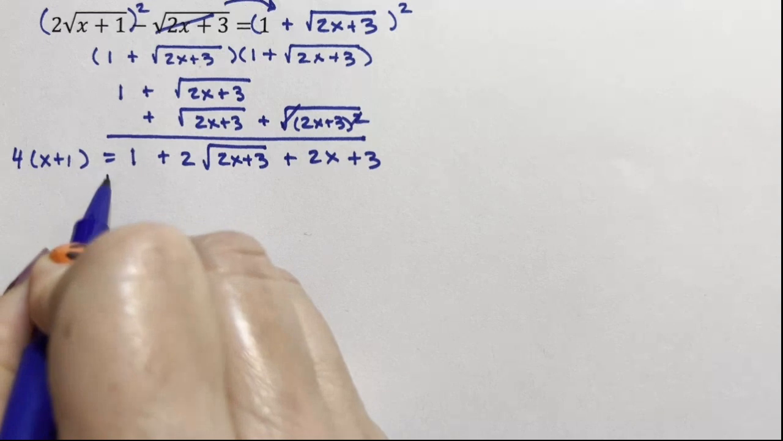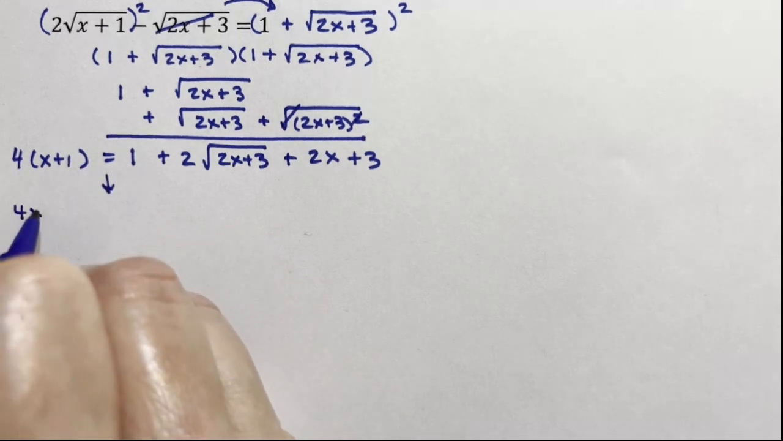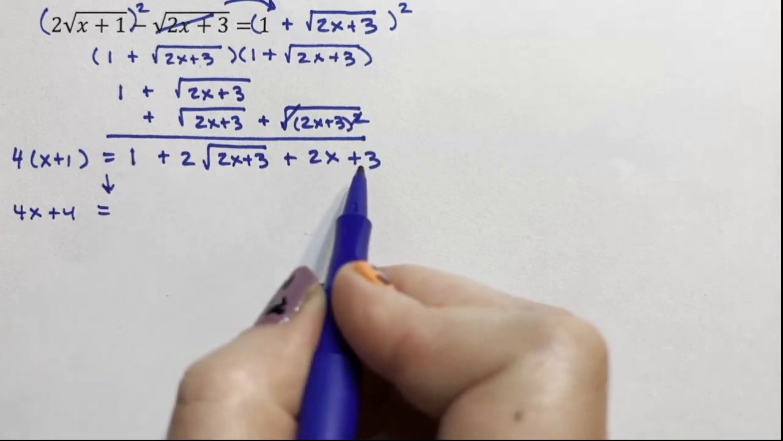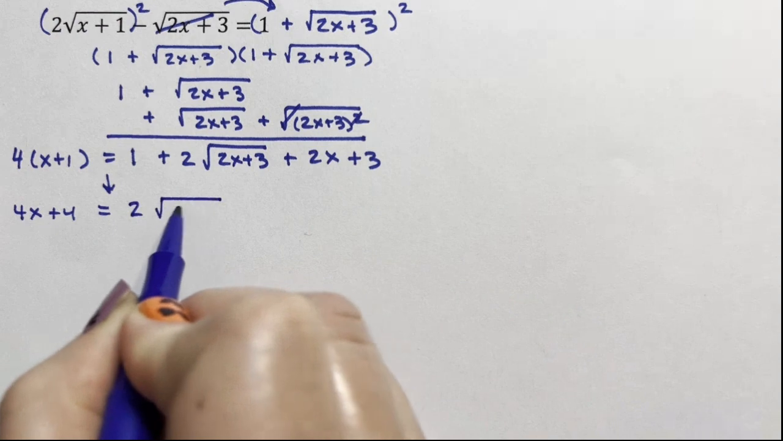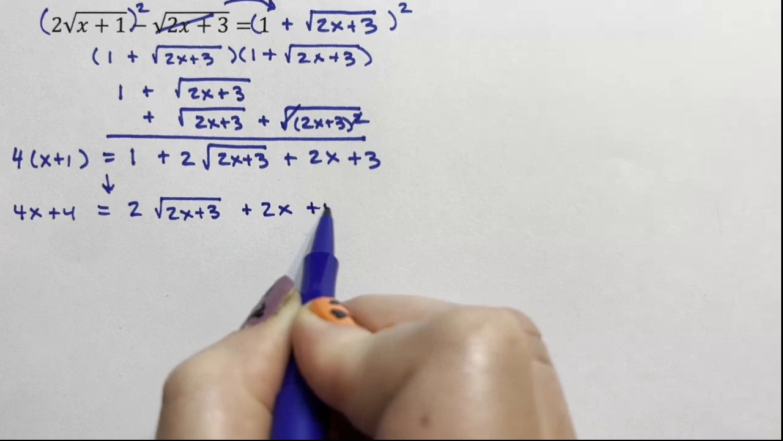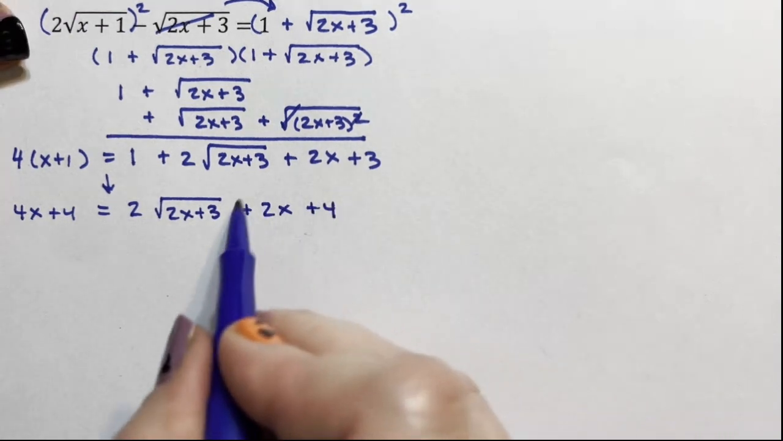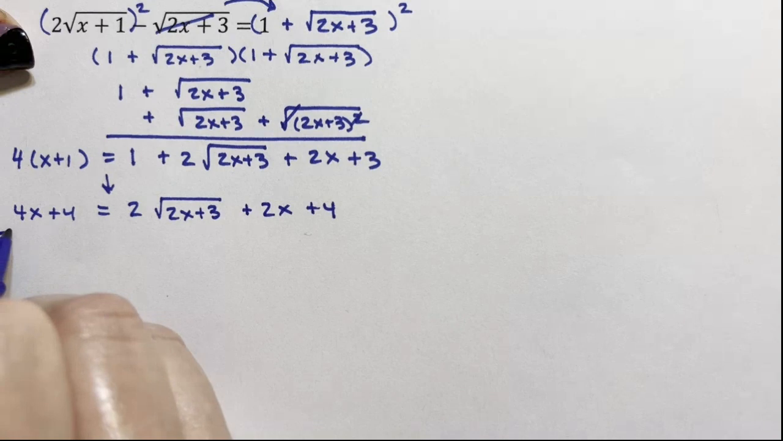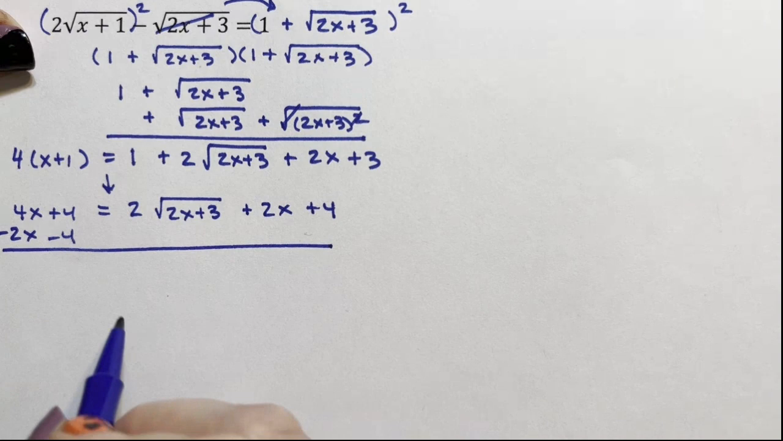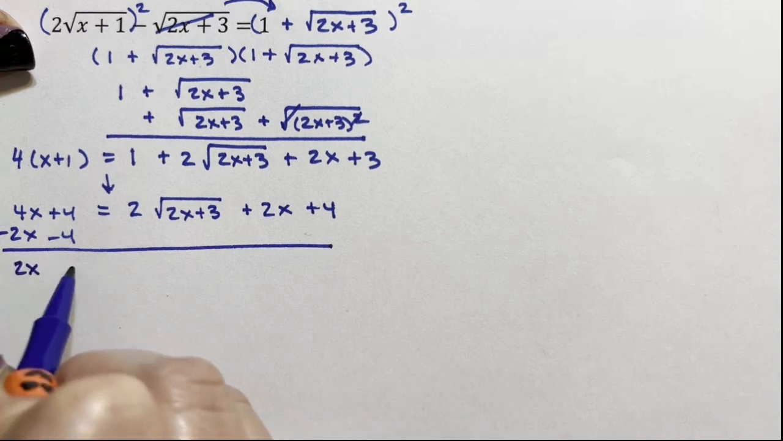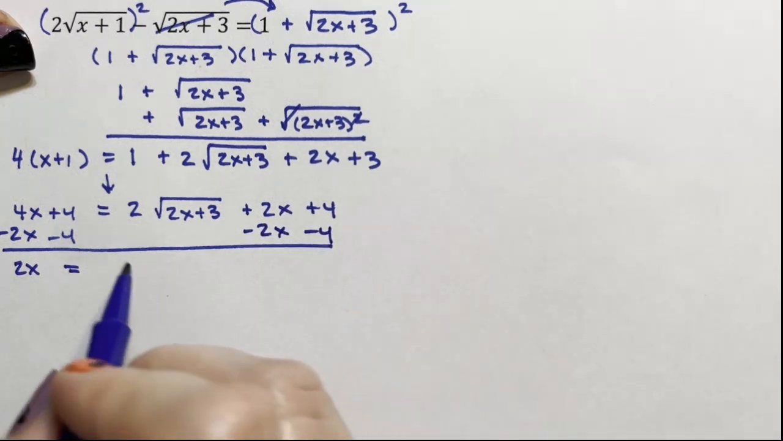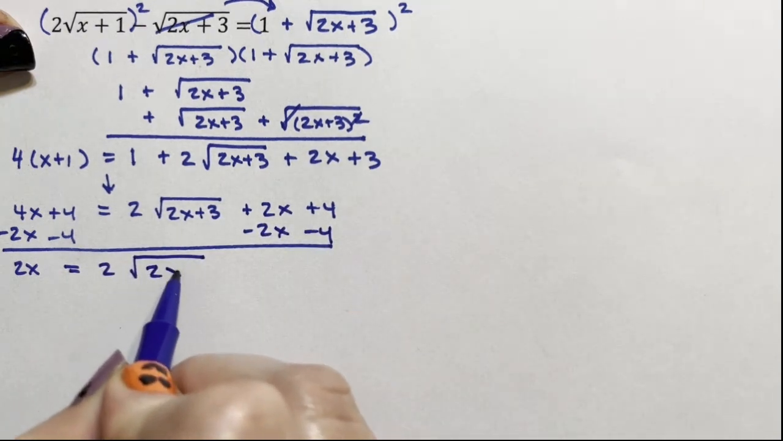I'm going to bring this as 4x plus 4 equals, I'm going to combine my 1 and 3, so I'm going to have 2 times the square root of 2x plus 3 plus 2x plus 4. I'm going to bring the 2x and 4 over, so minus 2x minus 4, and it's going to be 2x equals 2 times the square root of 2x plus 3.